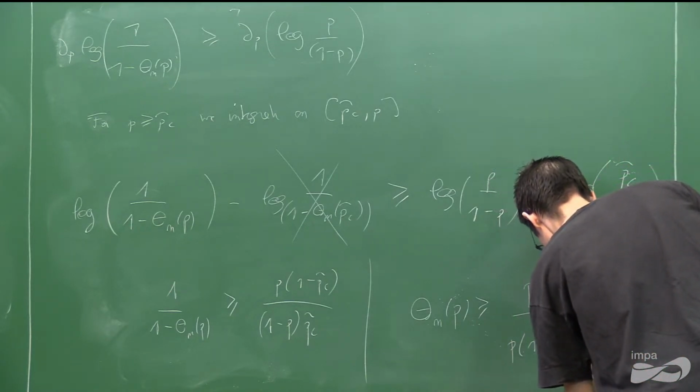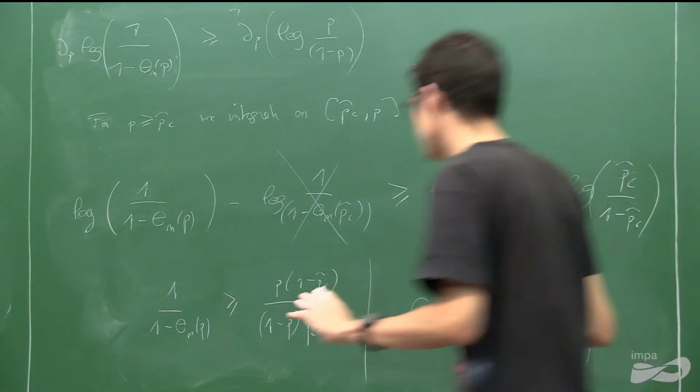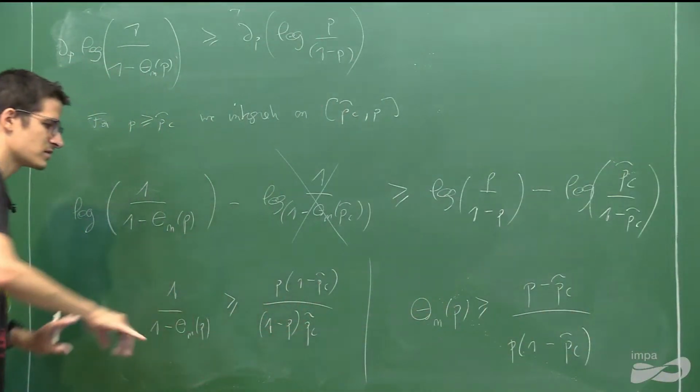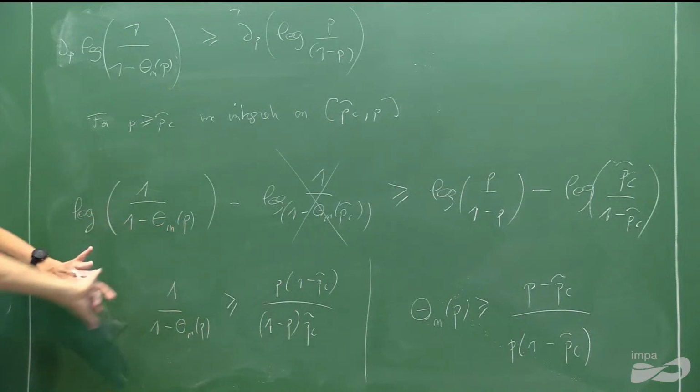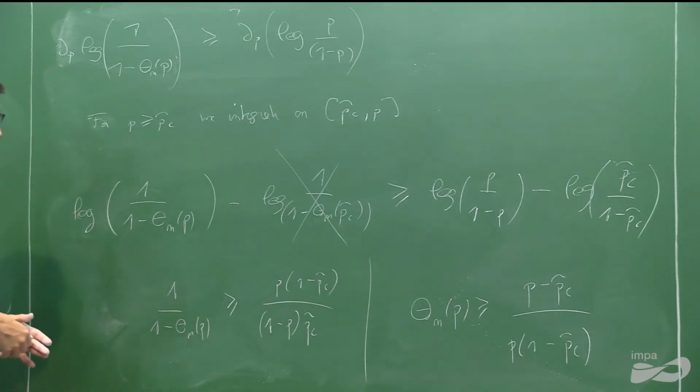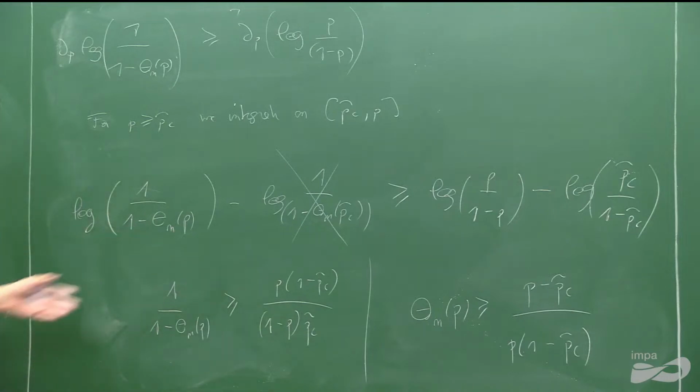P1 minus PC. Okay. Just invert, I mean, take the inverse and reverse the inequality and then put the one on the other side. From there, it's not hard to conclude.